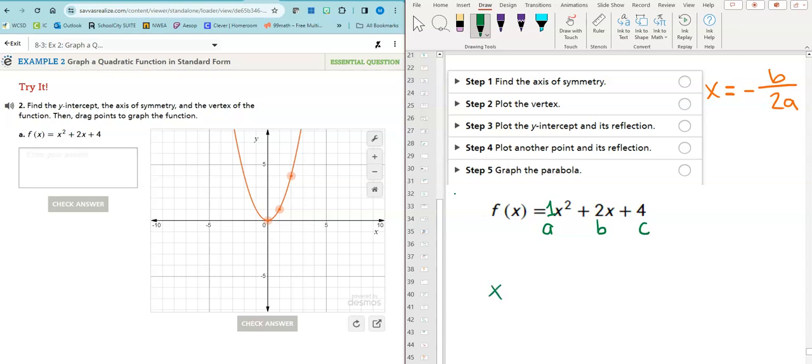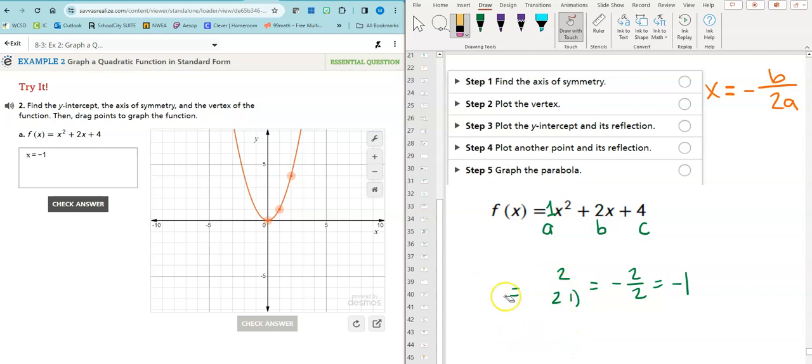So x is going to be equal to negative 2 over 2 times 1. Negative 2 over 2 is the same as negative 1. So x, in this case, is also equal to negative 1. I'm going to type it over here so that we remember. We got negative 1. That is my axis of symmetry, and it's the x value of my vertex.